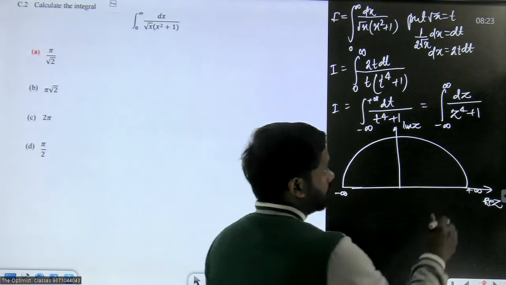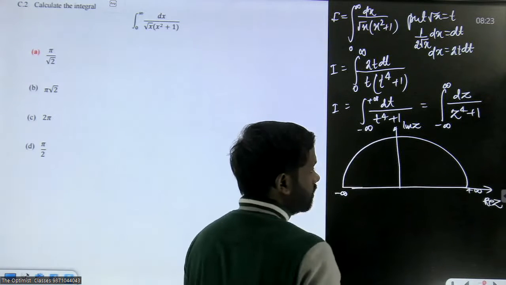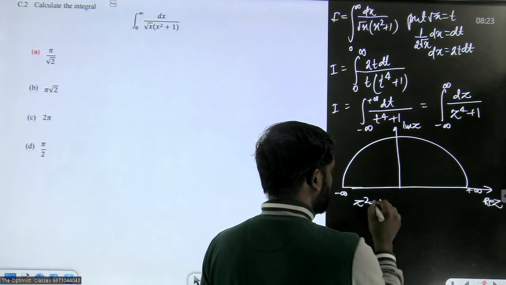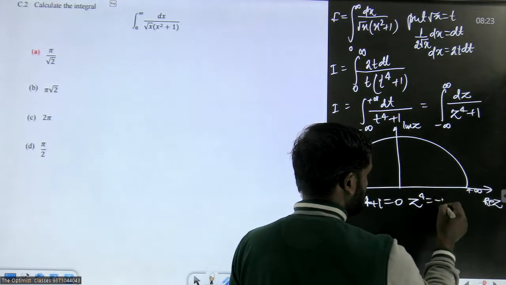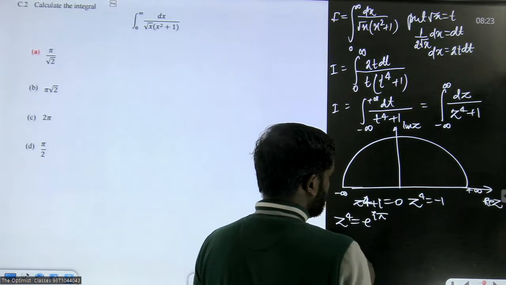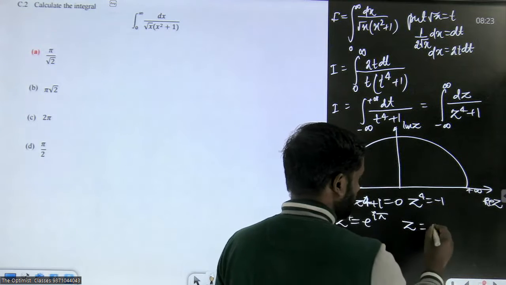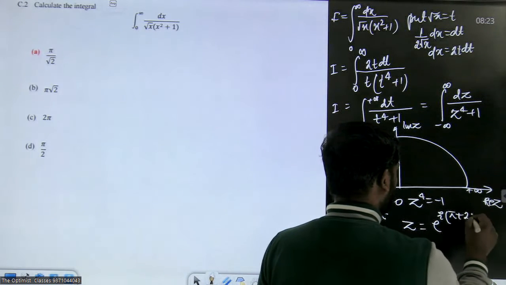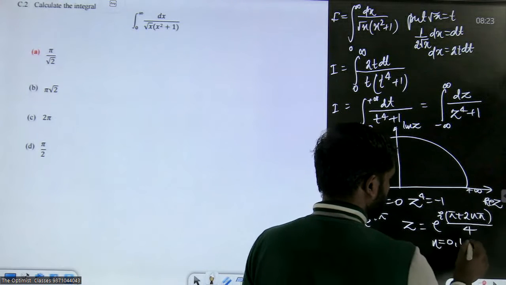Now to do that, we'll have to find the singular points inside this contour. For that we put z to the power 4 plus 1 equal to 0. So we get z to the power 4 is equal to minus 1, so z to the power 4 is equal to e power iota pi. From here, if you calculate the roots, the values of z are e to the power iota, pi plus 2n pi, divided by 4, where n is equal to 0, 1, 2, 3.